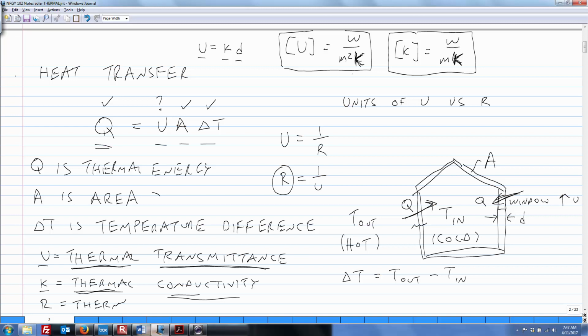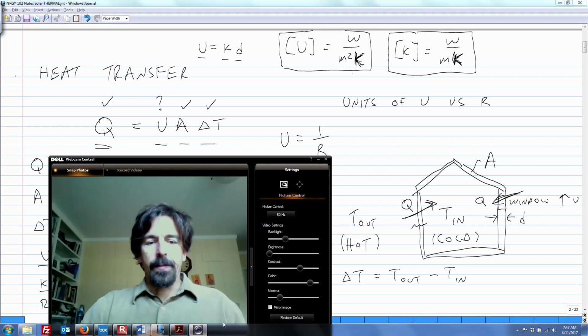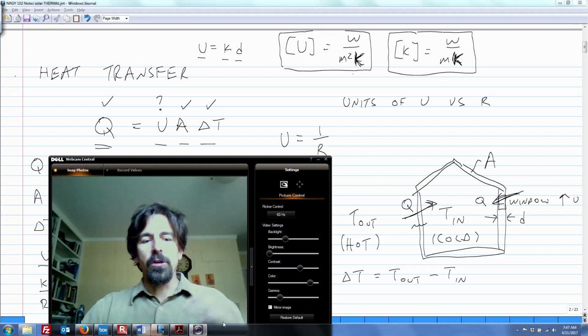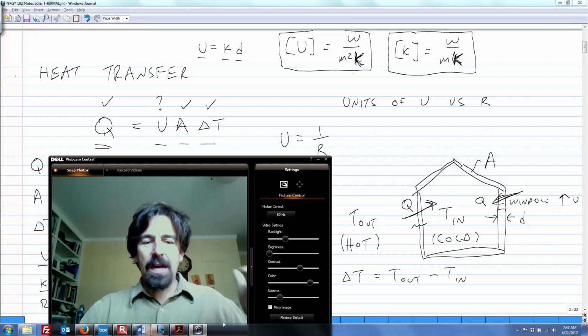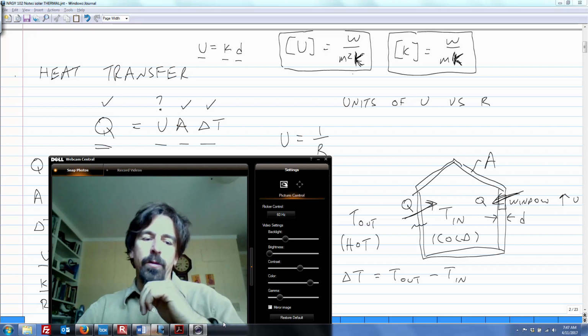R equals thermal resistance. Okay, so hopefully that clears up the relationship between U and R, the thermal transmittance versus the thermal resistance. It's how easily heat can flow through a material.